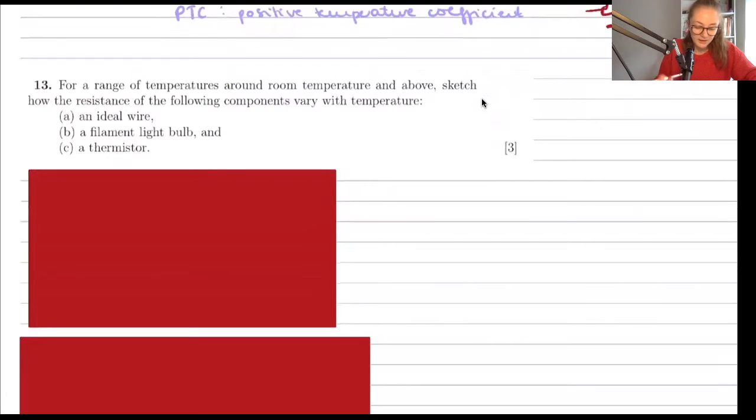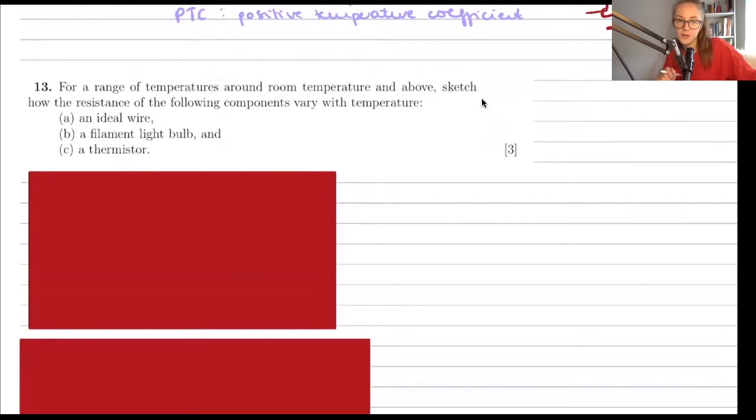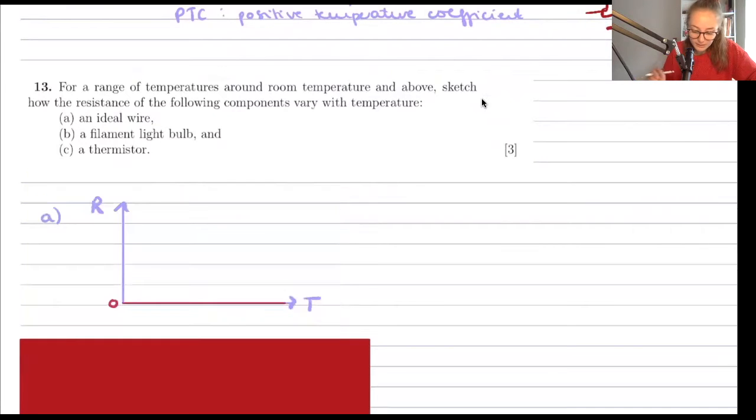So here I just have a very simple example of a question where they're asking for a range of temperatures around room temperature and above. Sketch how the resistance of the following components may vary with temperature. And the first one is an ideal wire. If you remember what I said about an ideal wire, the resistance is always 0. So whatever the temperature is, we'll have a 0 resistance.